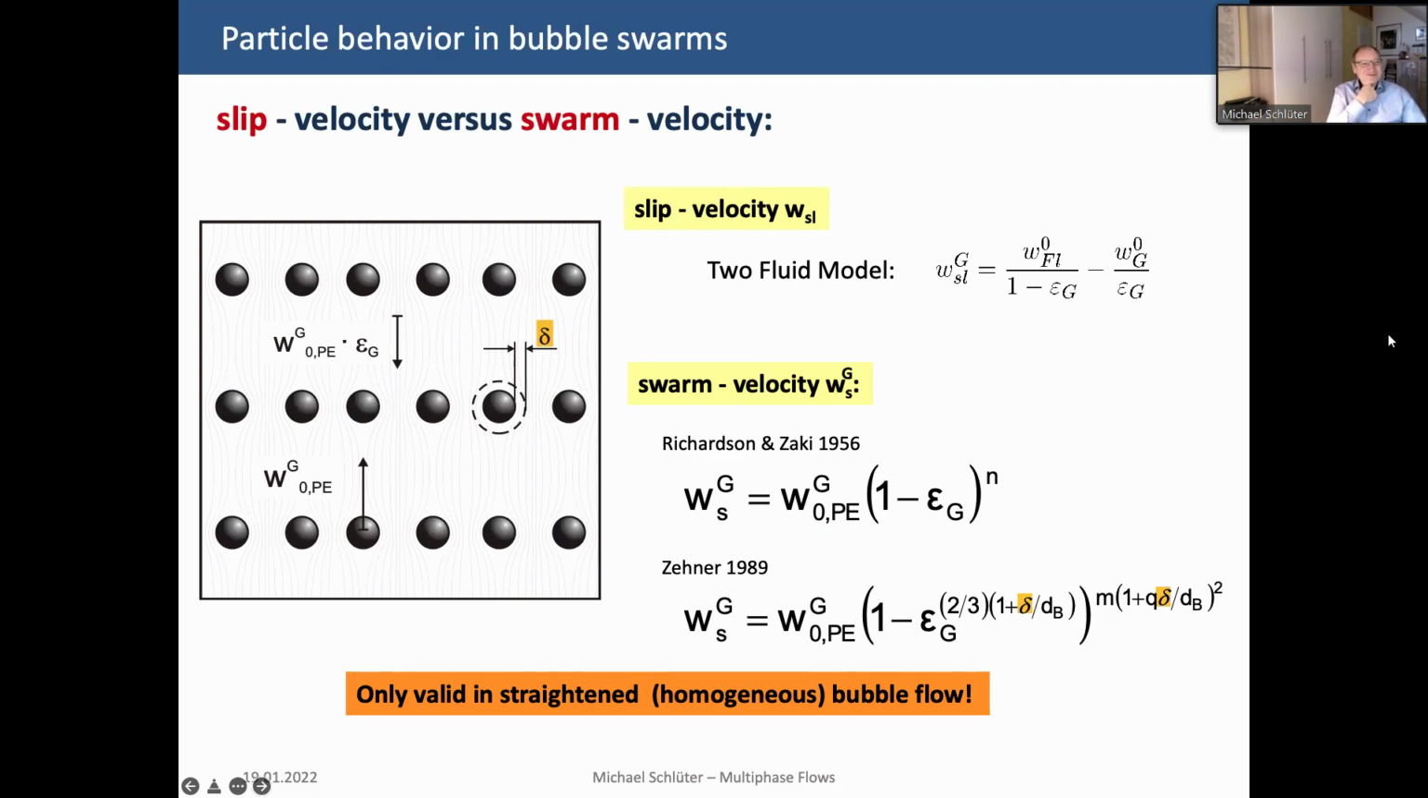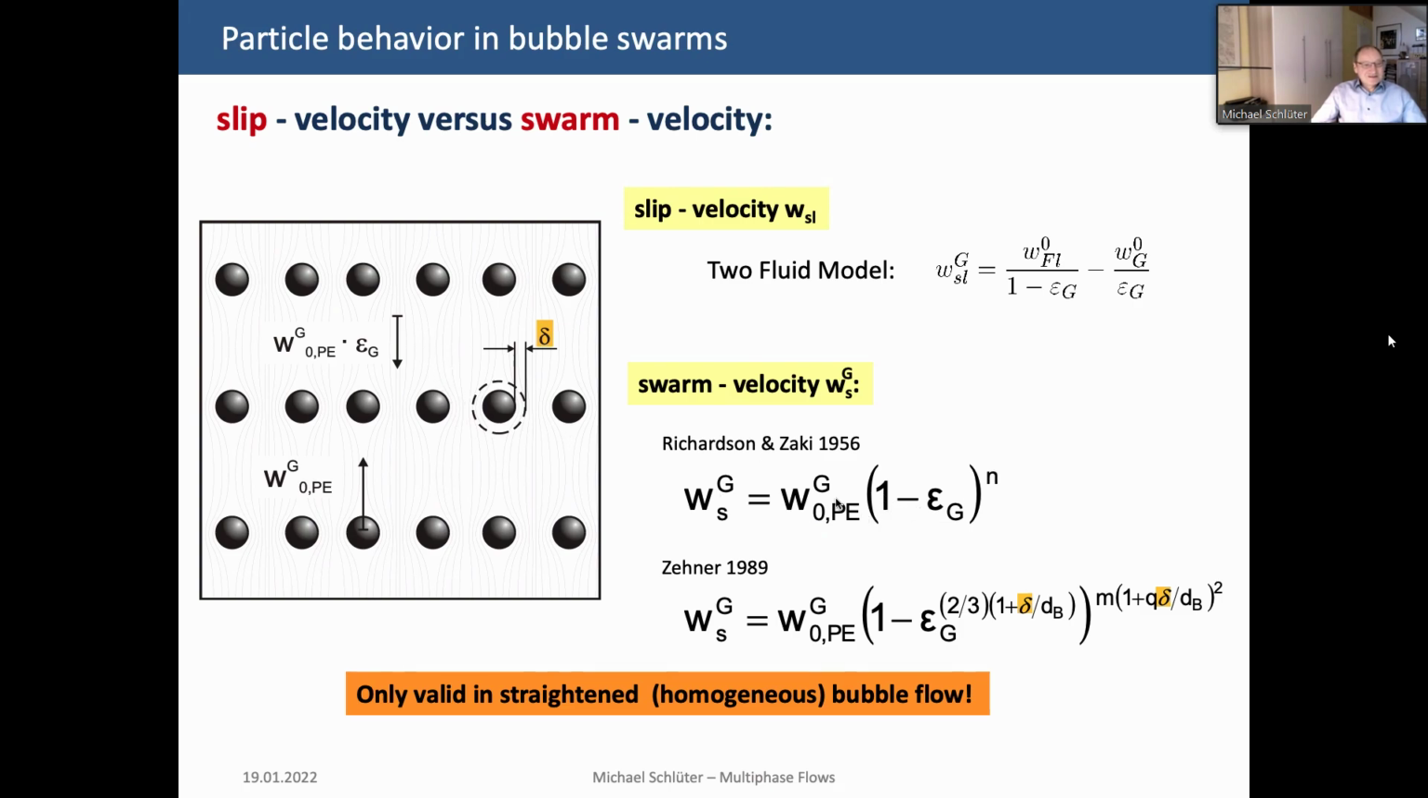By the way, to show how relevant this still is, even though this is a correlation from 1956, yesterday was a PhD defense at the Institute of Professor Heinrich, and the PhD student had to draw this Richardson and Zaki law, because even for solid processes, of course, it's a very important equation and needs to be known. So there are other more complicated correlations, but I don't want to mention that now. But this is the most important one here. We have (1 minus epsilon) to the power of something.